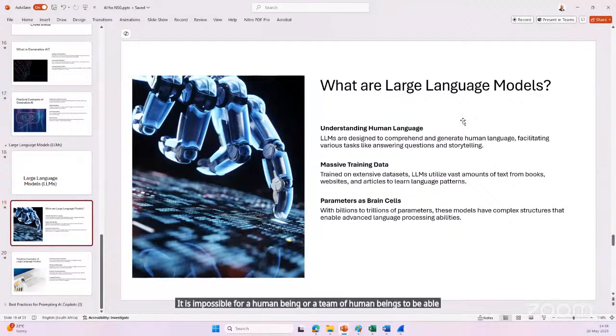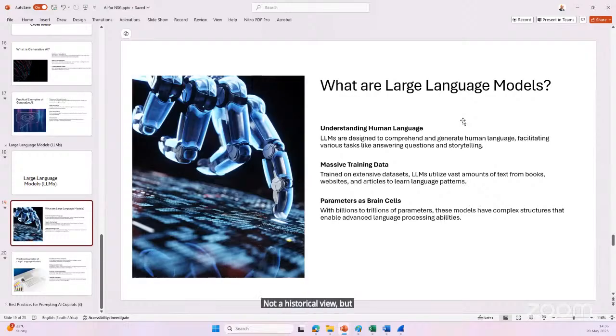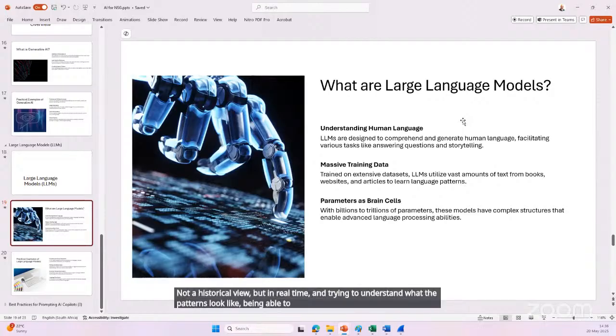to analyze that data. So most network appliances, most network intrusion devices, are analyzing this data with machine learning algorithms in real time. Not a historical view, but in real time, and trying to understand what the patterns look like, being able to identify deviations from that pattern, and in many cases also respond actively once it has identified a pattern.